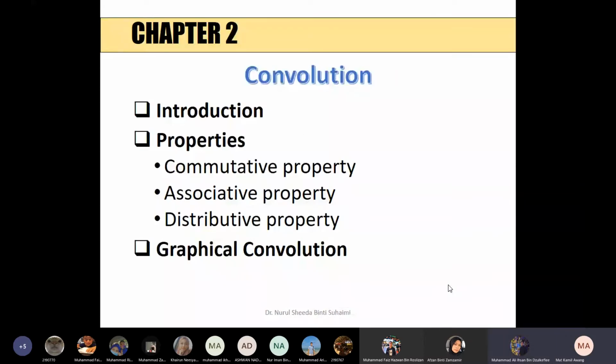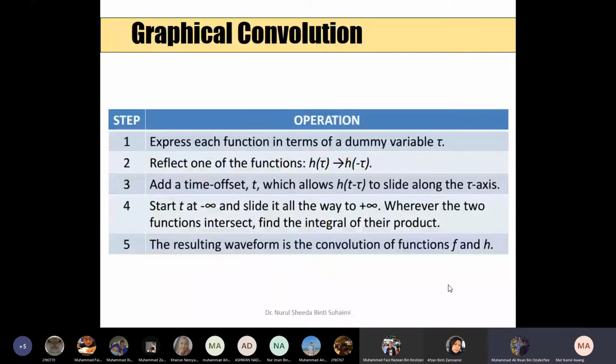In terms of the graphical convolution, this is how you do the convolution. First step is to express each function in terms of a dummy variable tau. Any questions so far in terms of the properties of convolution?